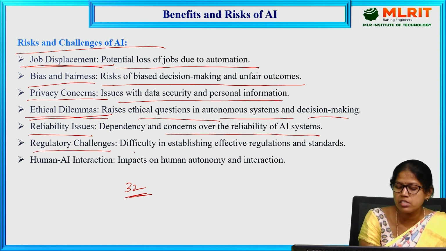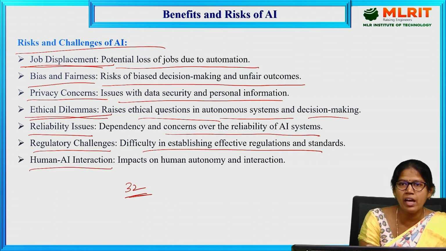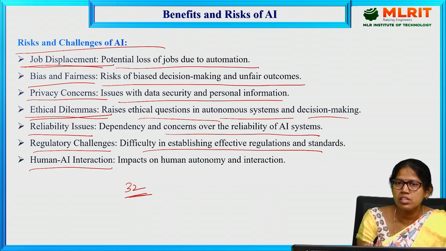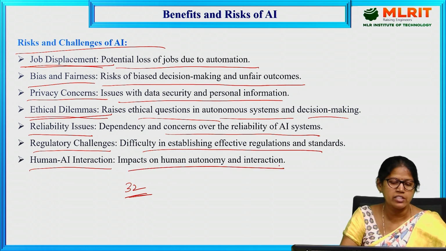Next one, reliability issues, dependency and concerns over the reliability of AI systems. Regulatory challenges, difficulty in establishing effective regulations and standards. Human AI interactions. So there is Siri, Alexa. We keep on talking with them, but we can't feel that it is a friend like that. It is just a robot. Okay, impact on human autonomy and interaction.